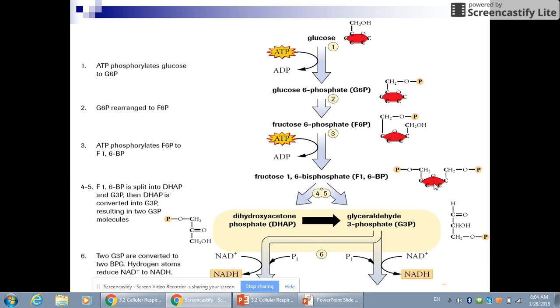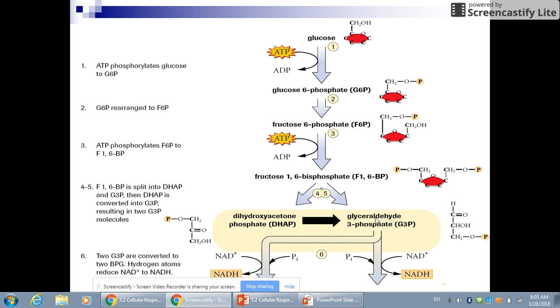So at this stage, now this molecule is split. It is a somewhat symmetrical molecule, so it's split down the middle. And you get 2 molecules that look similar to each other. There's dihydroxyacetone phosphate, or DHAP, and glyceraldehyde 3-phosphate, G3P. But the DHAP quickly is turned into G3P. So really the end result of steps 4 and 5 is to get 2 molecules of glyceraldehyde 3-phosphate, G3P. That is definitely a molecule you should know. You'll see it again and again in other PowerPoints.